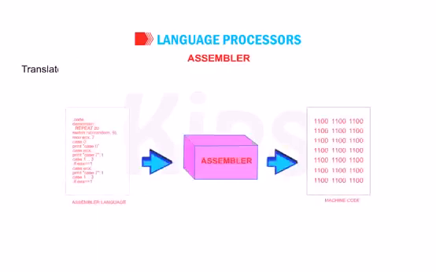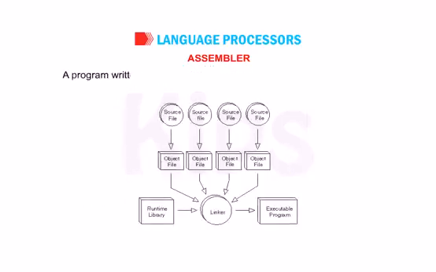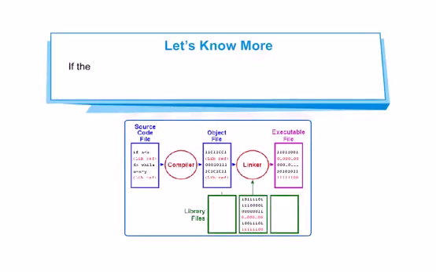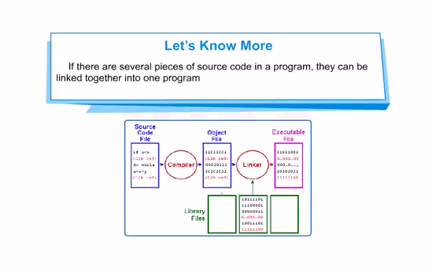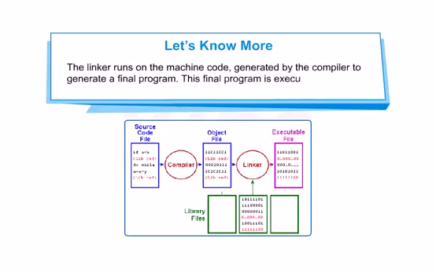Assembler. A program that is used to convert the assembly language program into machine language is known as assembler. A program written in assembly language is called a source program, whereas the program converted into the machine language by the assembler is called object program or object code. Okay, let's know more. If there are several pieces of source code in a program, they can be linked together into one program with the use of a program called linker. The linker runs on the machine code generated by the compiler to generate a final program. This final program is executed by the user.